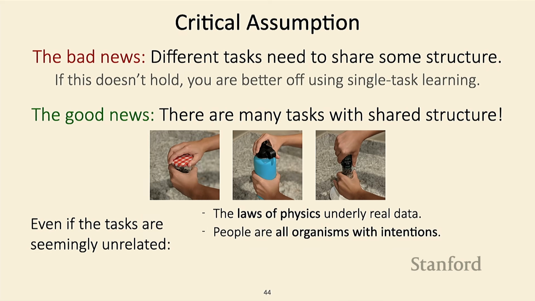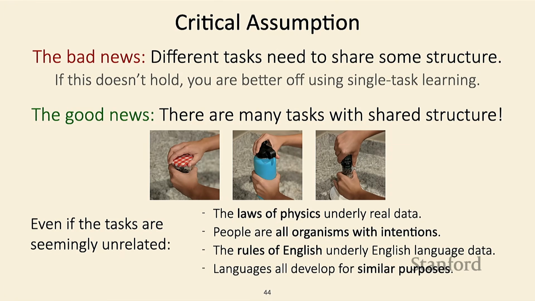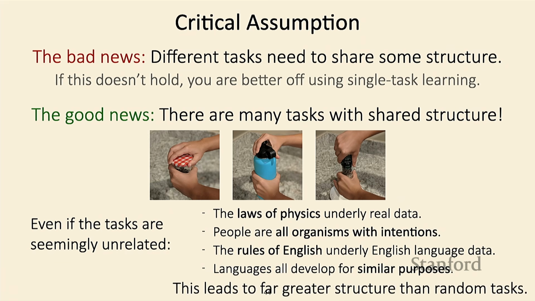People are all organisms with intentions. The rules of English underlie all English language data. Languages are all developed for similar purposes, so even across languages there's a lot of shared structure, and so on. So I think there are actually very few cases where the tasks you come up with are independent in a statistical sense. With that, these kinds of methods can pick up on the shared structure and leverage it in order to do better. Cool.